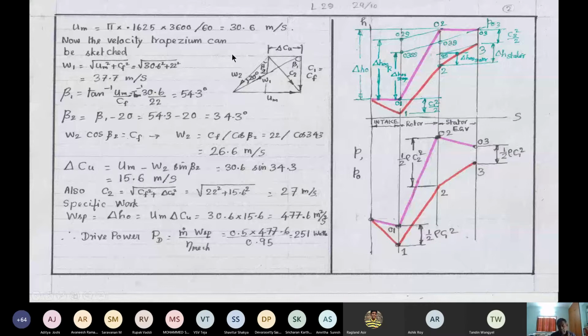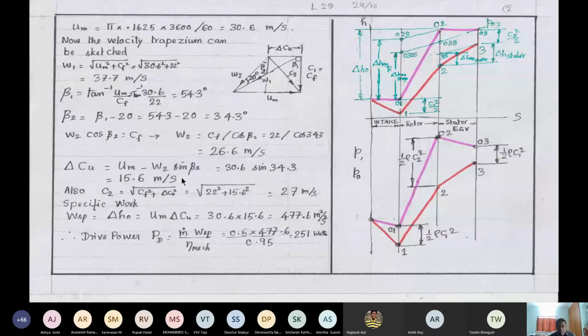Now we have to find out delta Cu, because the specific work is given by Um into delta Cu. And this delta Cu is actually the Cu2 only, because Cu1 is 0. So we can find out W2. Once you find W2, then U minus W2 sine beta 2 will give you delta Cu. You find that delta Cu is 15.6 meters per second.